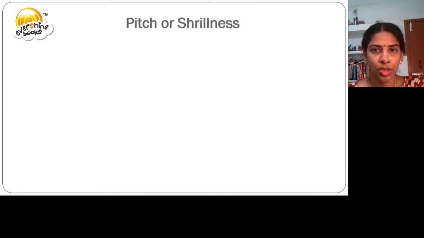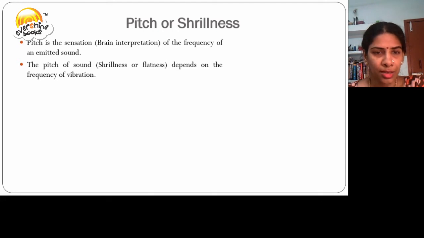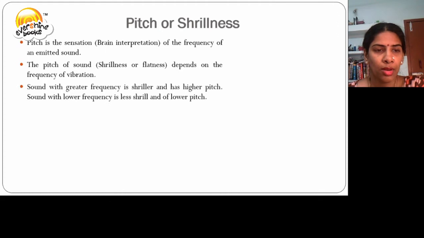Pitch or shrillness. Pitch is a sensation of the frequency of an emitted sound. It may be shrillness, we can say it is also known as flatness because it depends on the frequency of vibration. Sound with greater frequency is shriller and has higher pitch. Sound with a lower frequency is less shrill and is of low pitch.